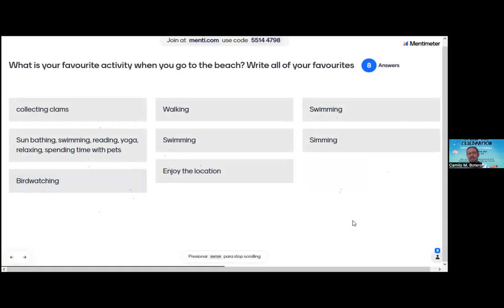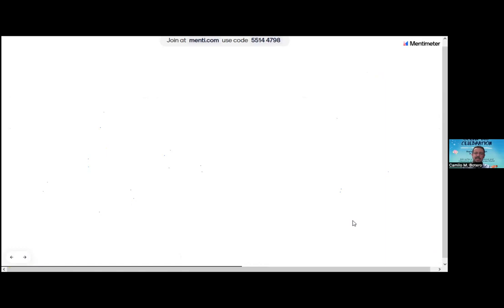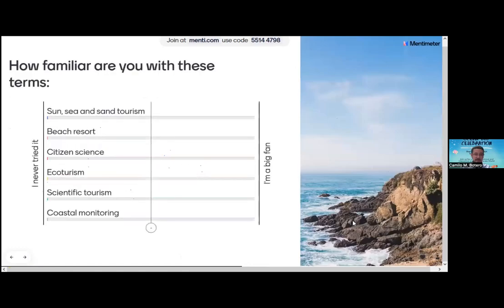But one interesting thing is that normally we don't go to the beach for researching or for working. In my case, I will say that I go to the beach for working. This is my work normally. But why is that important? Because we can go to the beach for many different things.